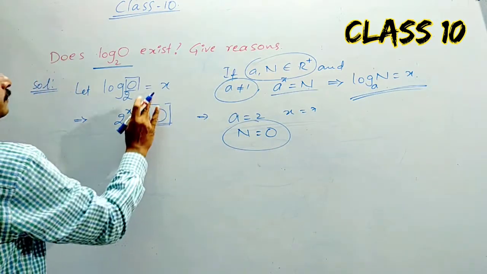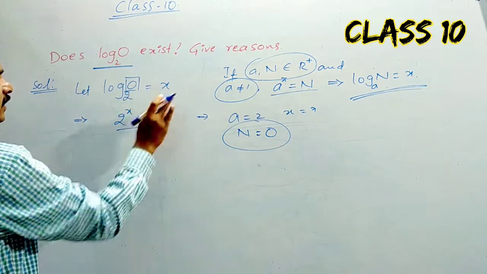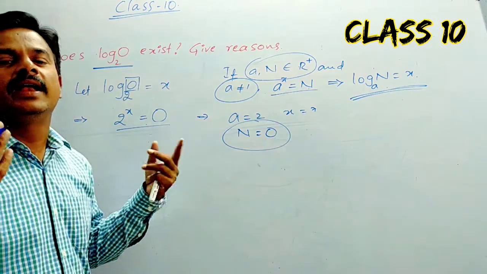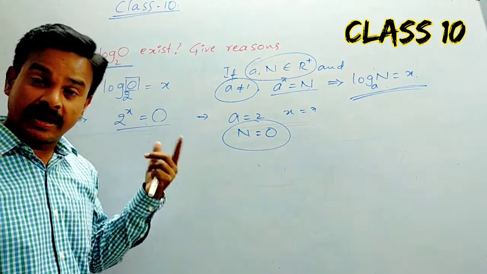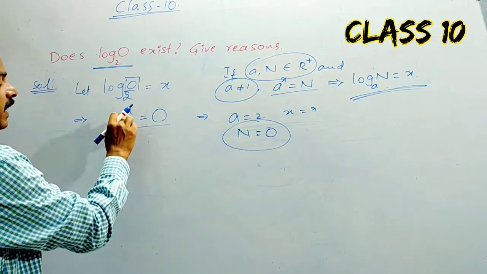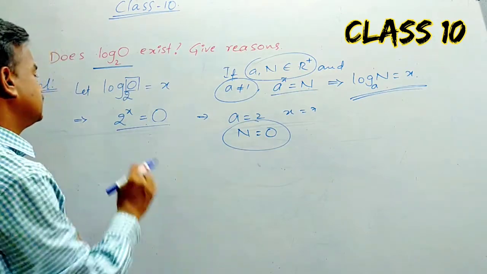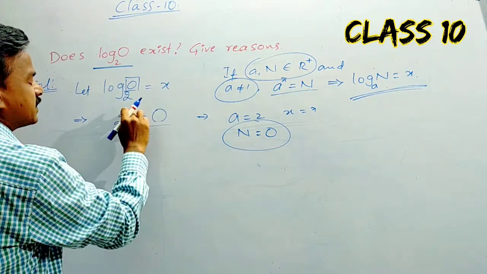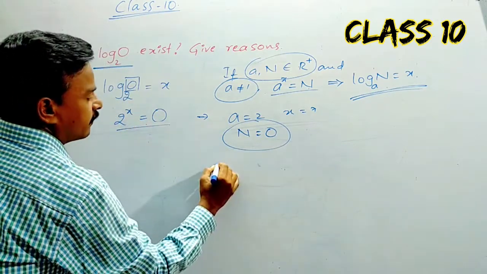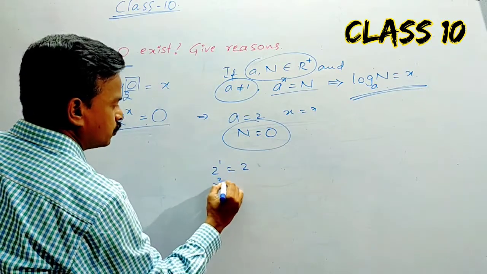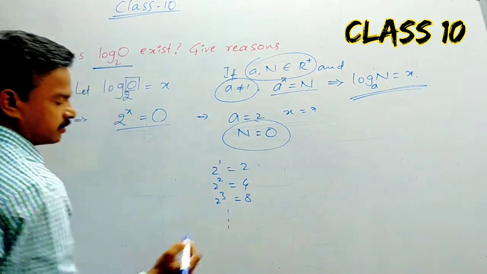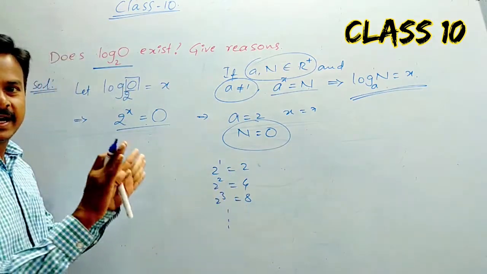Also you observe the second thing. 2 to the power of x is equal to 0. For example, for x you take any natural number or any integer or any real number, can 2 to the power of x be equal to 0? Once we have to try. 2 to the power of 1 is equal to 2 only. 2 to the power of 2 equal to 4. 2 to the power of 3 is equal to 8. Like this. Its value does not equal 0.